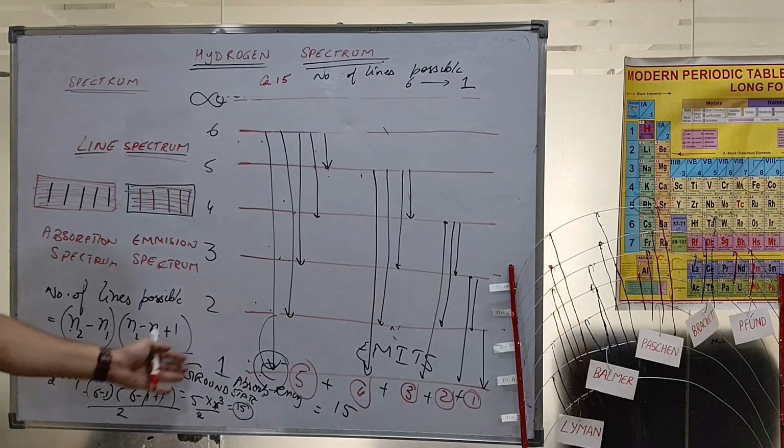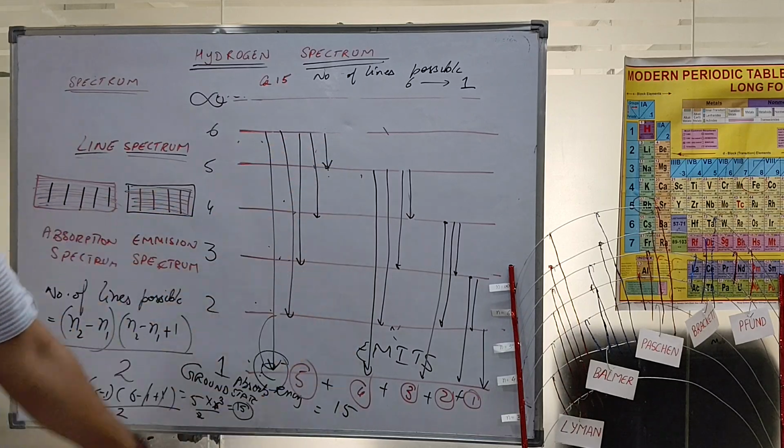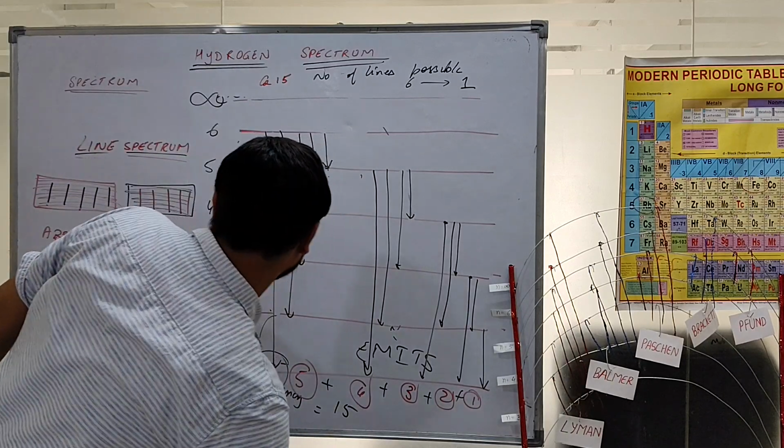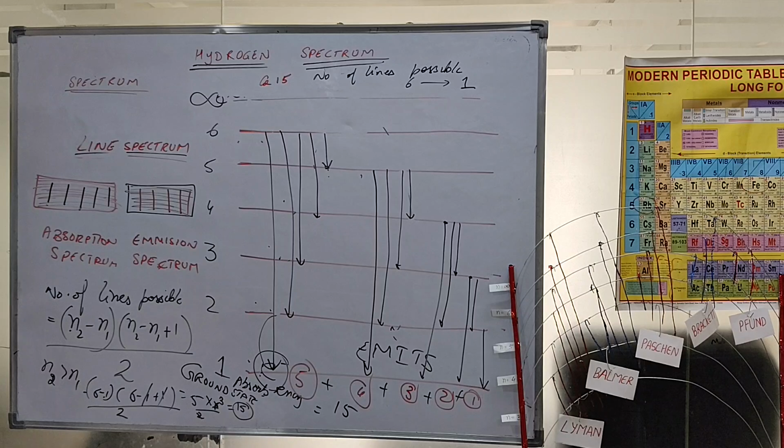Okay, this is the formula and this is the concept. Electron can directly move or it can move step by step. So make the notes, take the screenshot.